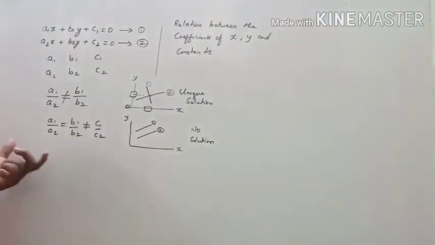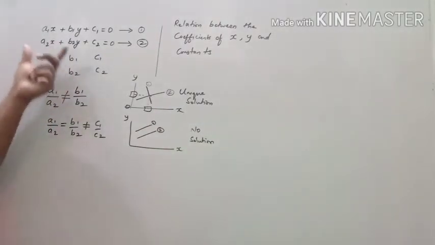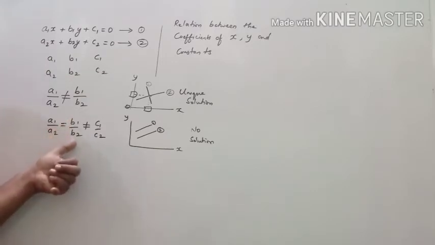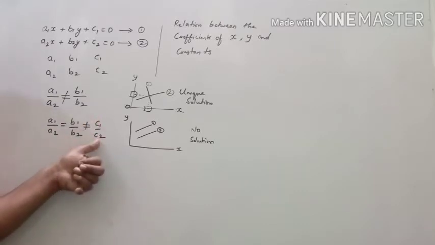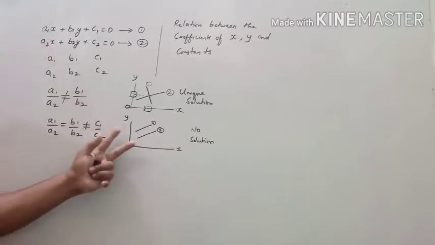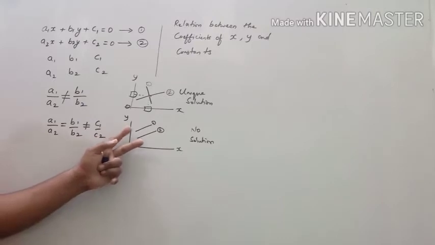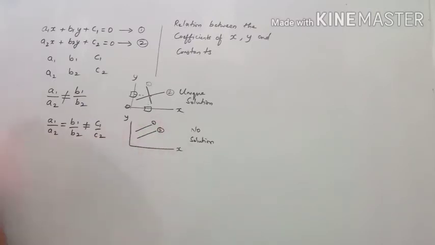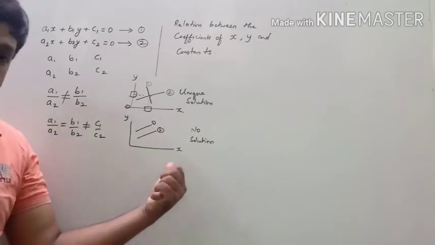If we take the coefficients of these two equations and get a relation like this, where a1 by a2 is equal to b1 by b2, which is not equal to c1 by c2, then these two lines will be parallel lines. So nowhere will they meet, so there is no solution. About consistency, it is inconsistent. It has no solution, right?